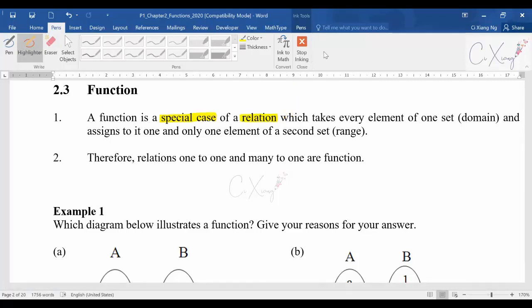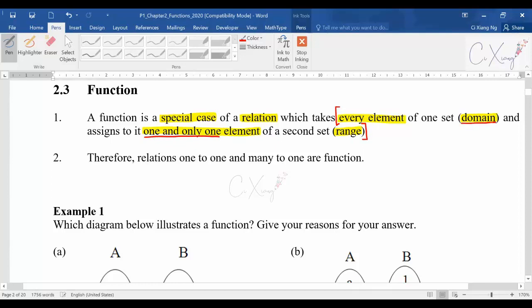So how can we define a function? How can a relation be defined as a function? Generally, this is the definition: every element of the domain is assigned to one and only one element in the range. Every element of the domain is assigned to one and only one element in the range.